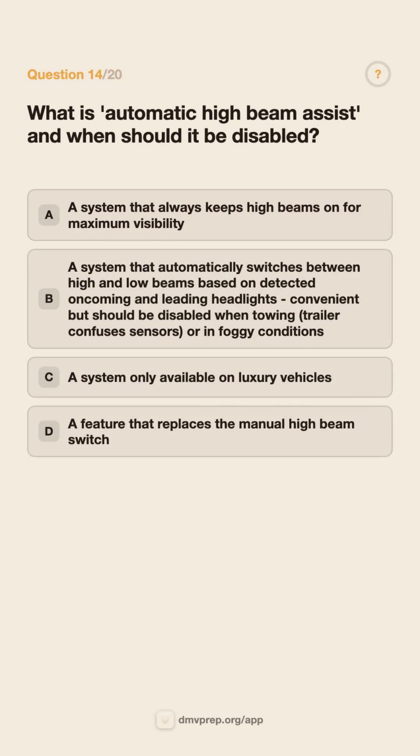Question 14. What is automatic high beam assist and when should it be disabled? A. A system that always keeps high beams on for maximum visibility. B. A system that automatically switches between high and low beams based on detected oncoming and leading headlights. Convenient, but should be disabled when towing, trailer confuses sensors, or in foggy conditions. C. A system only available on luxury vehicles. D. A feature that replaces the manual high beam switch.